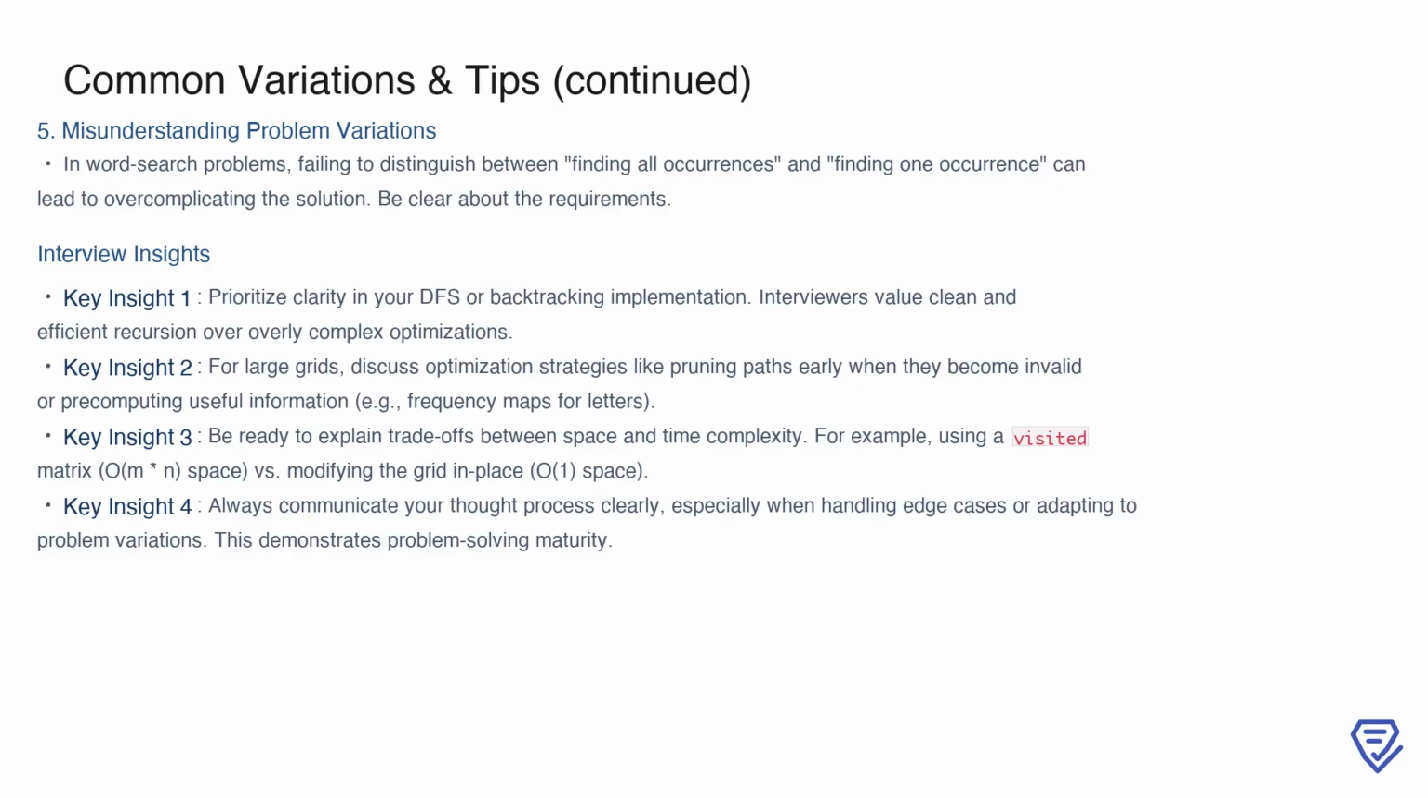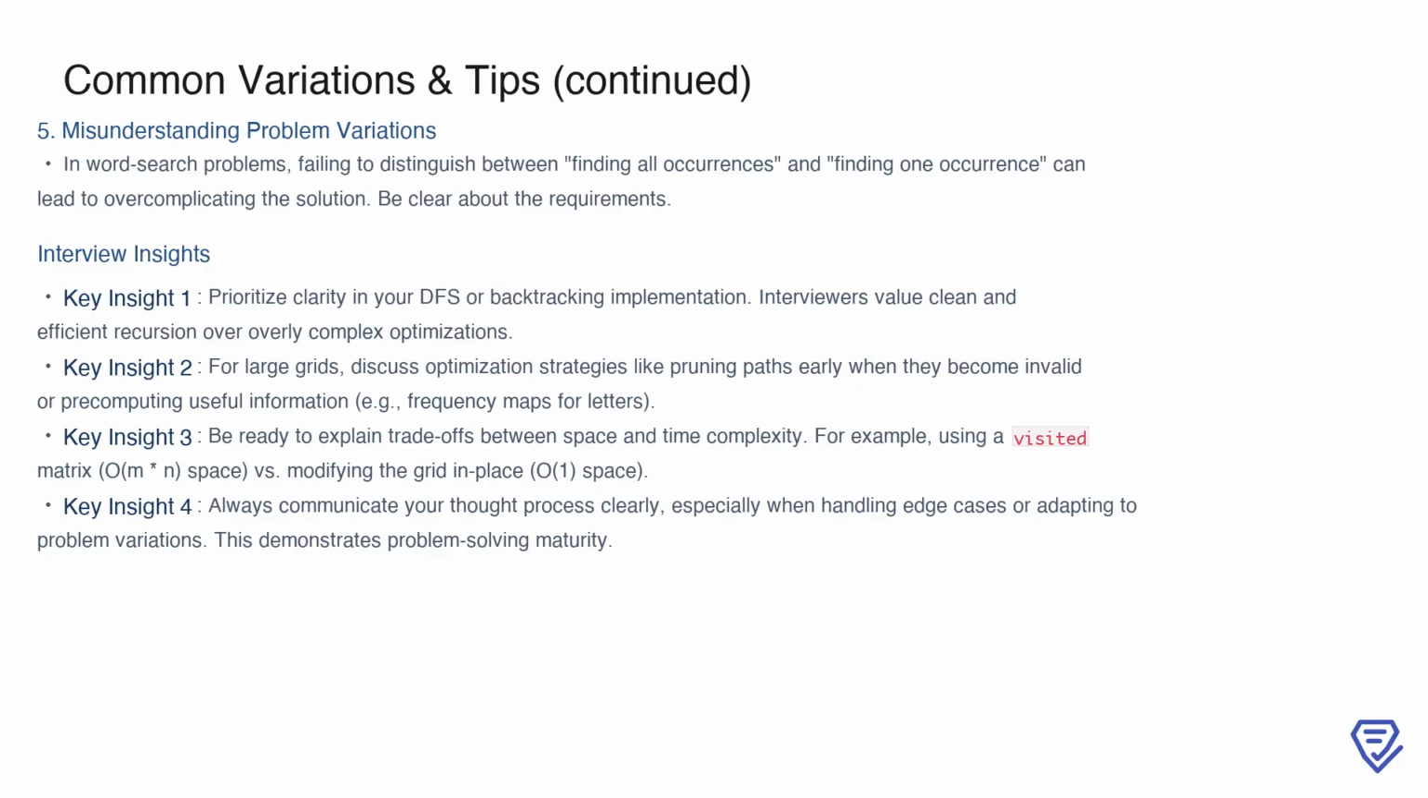Another common challenge is misunderstanding problem variations. For example, some problems require finding all occurrences of a word, while others only need one valid occurrence. Misinterpreting this distinction can lead to unnecessarily overcomplicated solutions, so always clarify the requirements before coding. In interviews, clarity is key. A clean and efficient DFS or backtracking implementation is often valued more than overly complex optimizations.